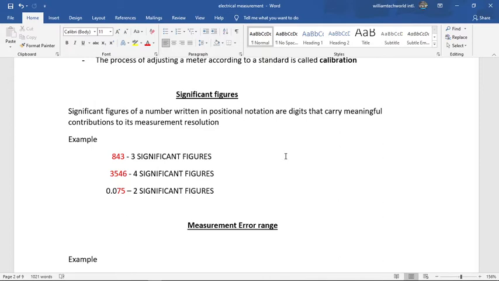So firstly, you see 843. We can see clearly that in 843, all of the digits are significant, so we call that 3 significant figures. We have 3546. You can see clearly that that's 4 significant figures. Mostly significant figures are non-zero values. So 10 is included. There are rules for that. Once zeros are included, then those zeros are non-significant in that particular figure. Like this one now is 0.75. We can see there that 75 is significant. It's 2 significant figures.